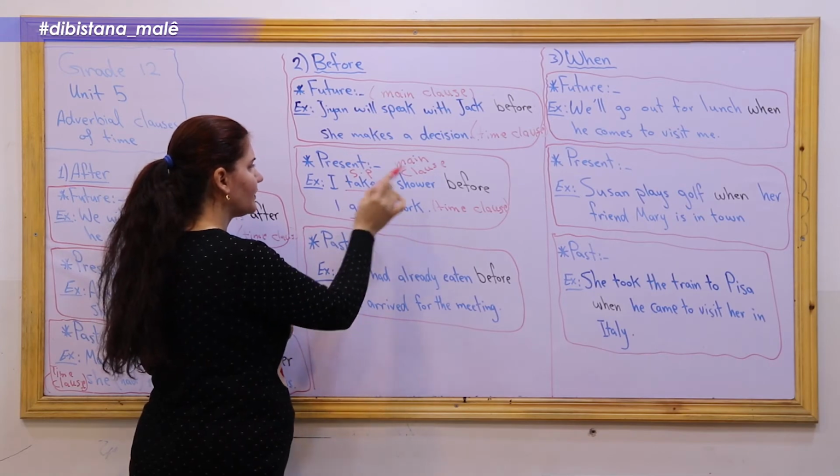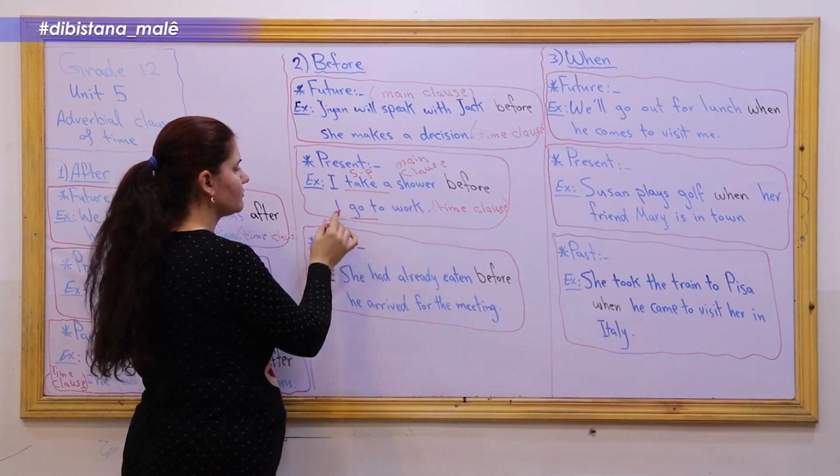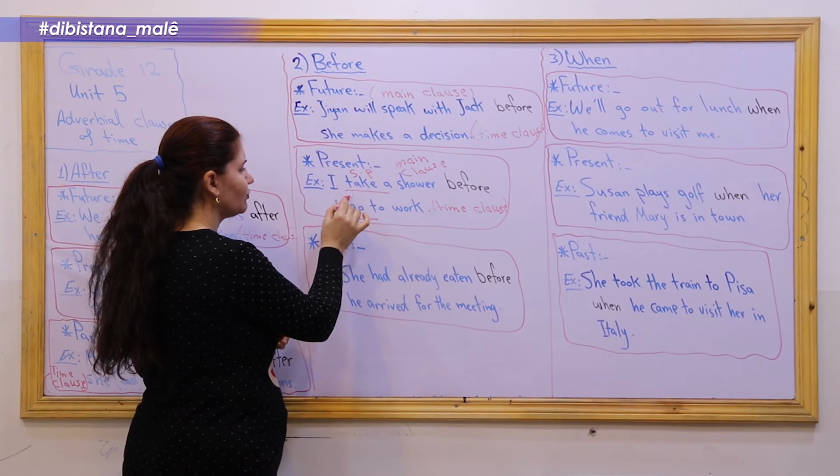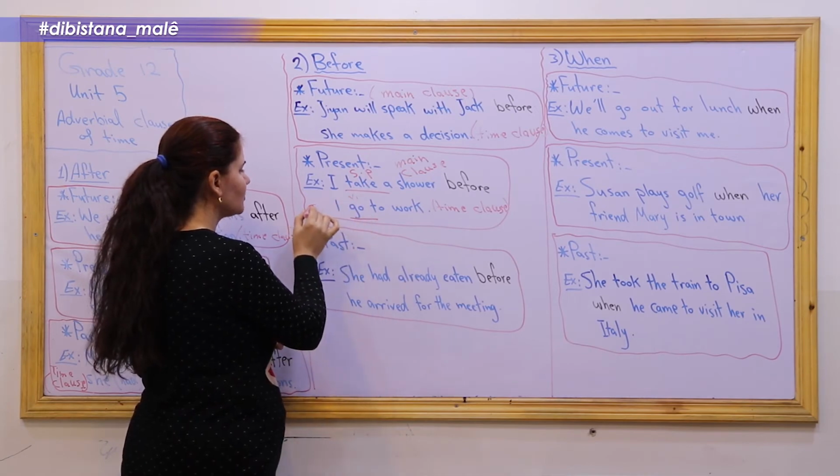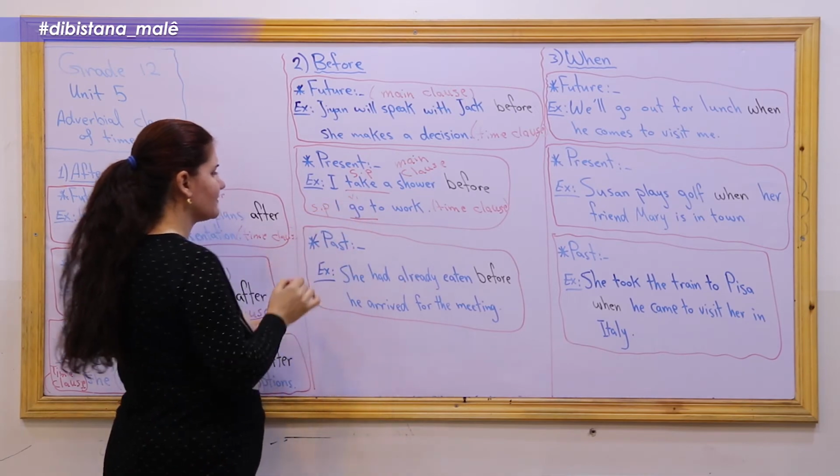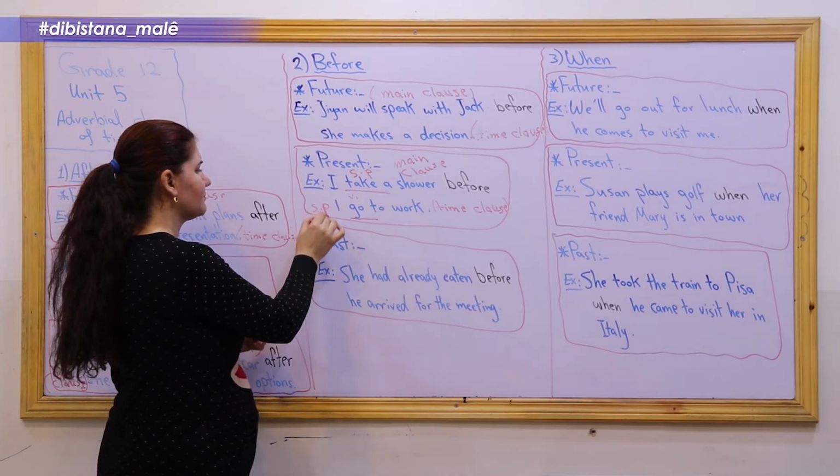Go. I go to work. I go. The verb one. Here we have verb one again, so it means simple present. We have the tense simple present.